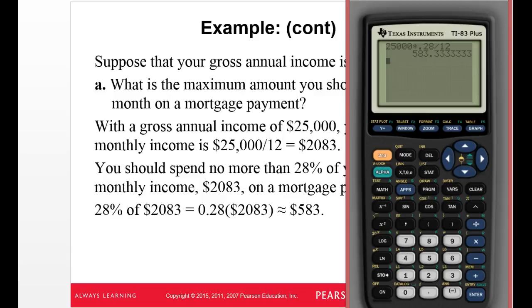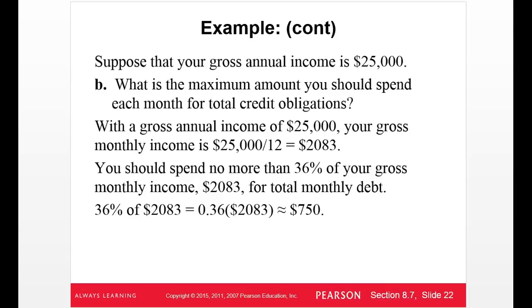Now, if we divide that by 0.28 and multiply it by 0.36, the two formulas, one of them uses 28%, one of them uses 36%. So if we take our answer for the 28% for the mortgage, divided by 0.28, we've taken the 28% out, and then multiply by 0.36, we basically just stuck the 36% in the 28%'s place, and that's where the 750 is coming from. Okay.